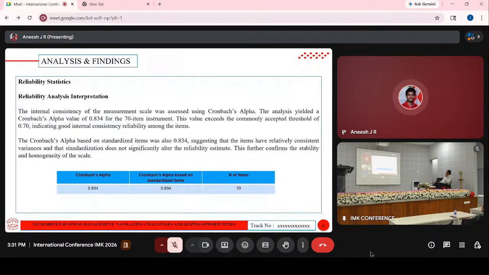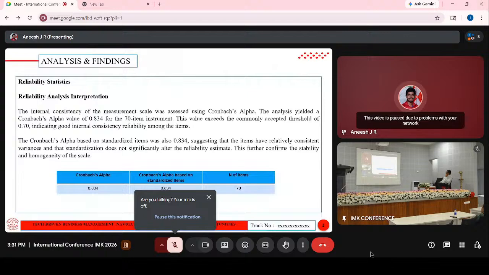The Cronbach's alpha based on standardized items is also 0.834, suggesting that the items are relatively consistent and standardization does not significantly alter the estimate. This further confirms the stability and homogeneity of the scale.